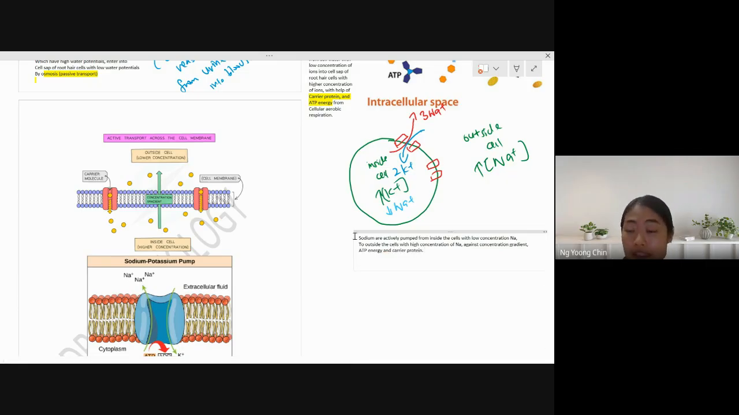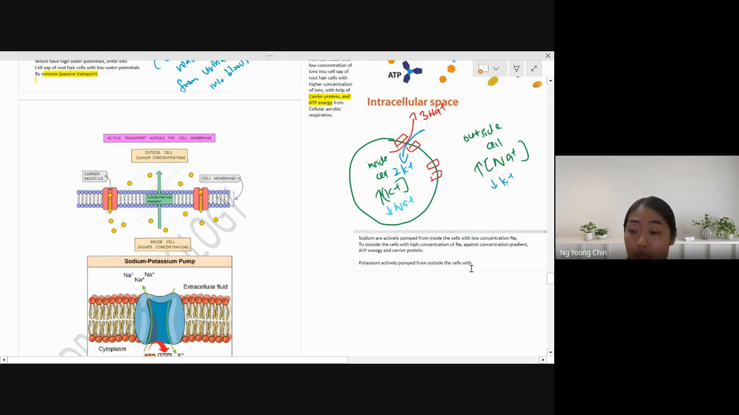Then how about the potassium? Potassium is also actively pumped from outside the cell, with a low concentration of potassium. Because outside the cell, they have more sodium but less potassium. Outside the cell, they have more sodium ion compared to potassium ion. Inside the cell, they have more potassium ion compared to sodium ion. Just remember it in this way.